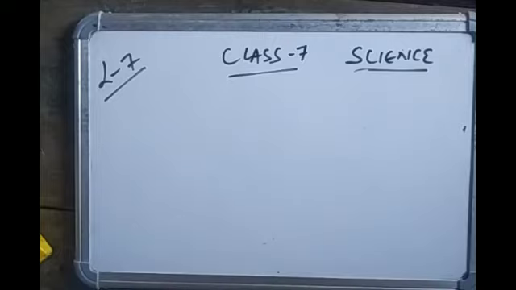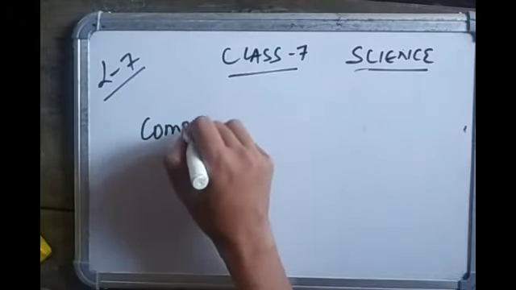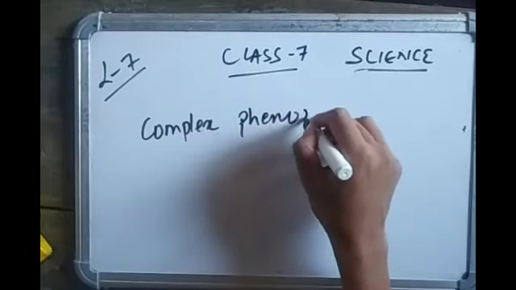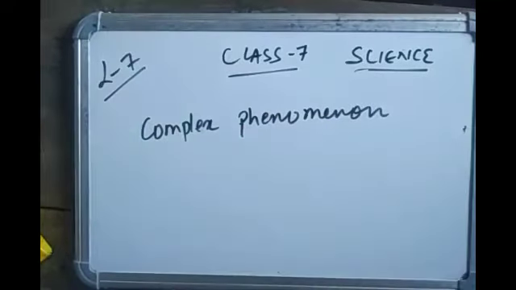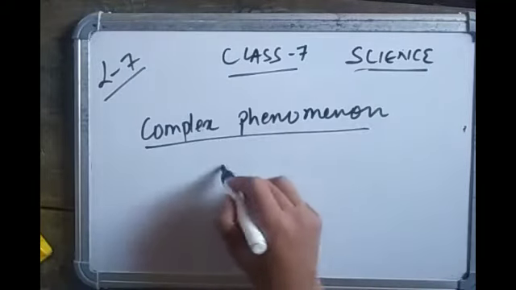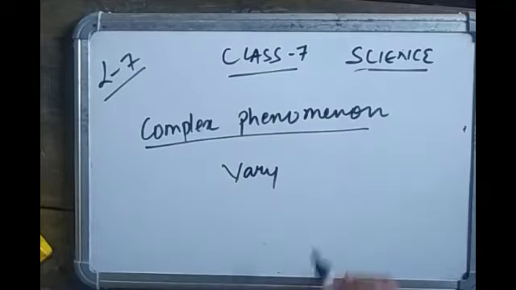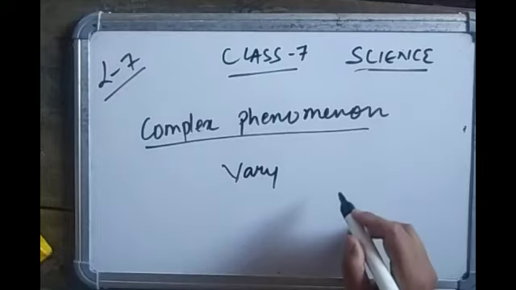So the weather is such a complex phenomenon. Weather is a complex phenomenon in a sense that it can vary over a very short period of time.